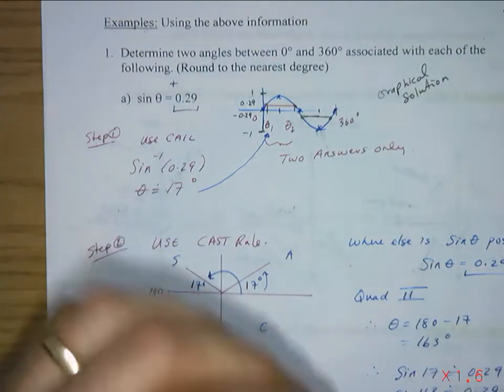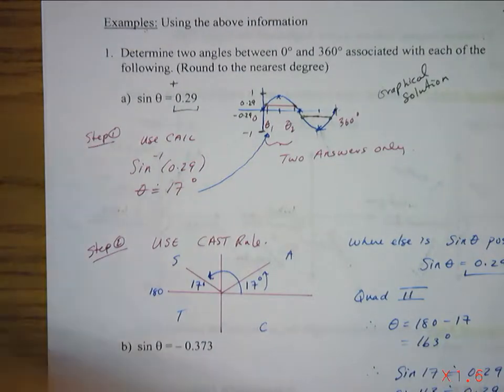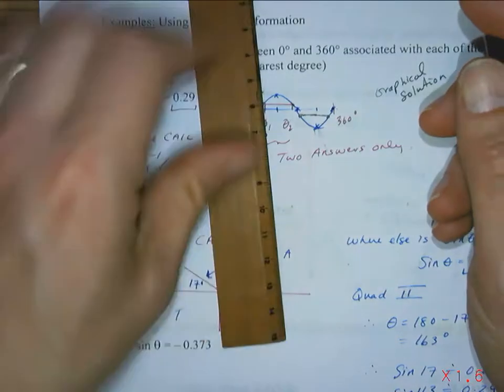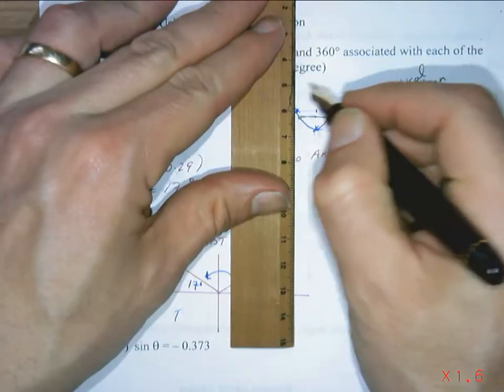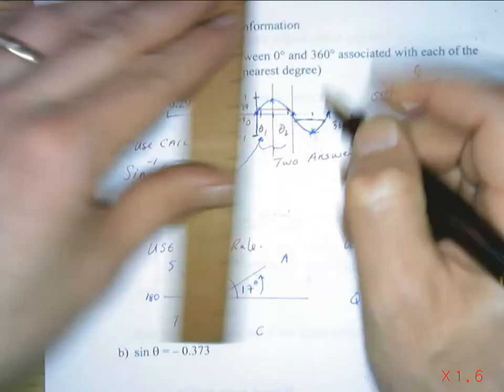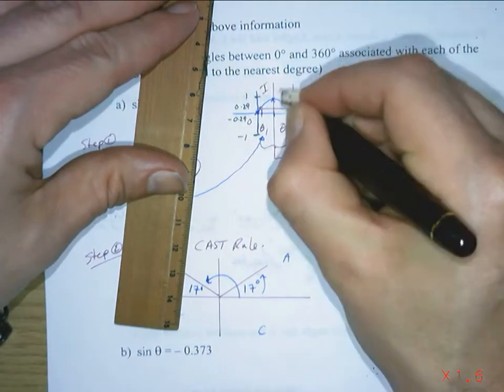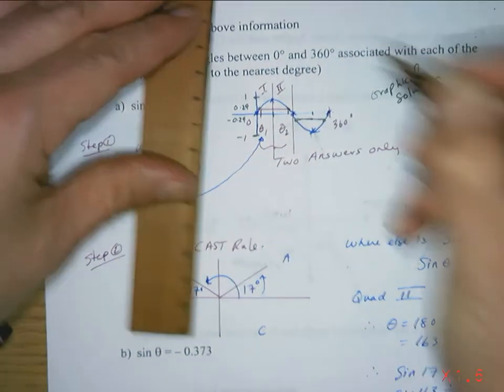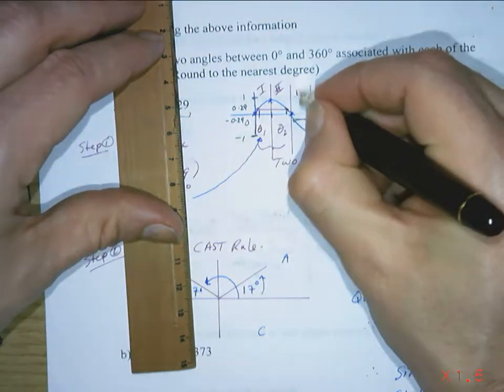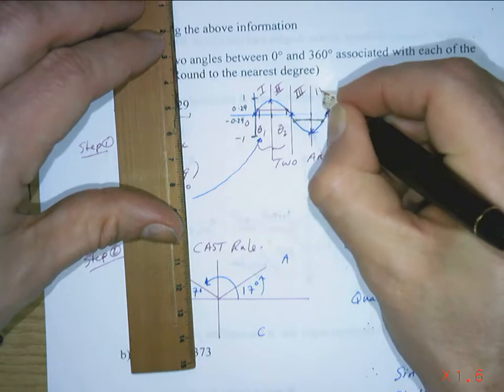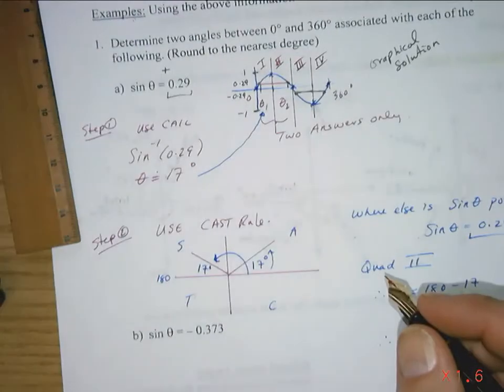If I look at the graph, I can tell what quadrant it's in. It's pretty easy. It's going to be in quadrant 2. Looking at my graph, I can tell what quadrant each is in. That's quadrant 1, my first answer. That's quadrant 2. This is going to be quadrant 3. That's going to have a negative answer. And this is quadrant 4. That's going to have a negative answer.